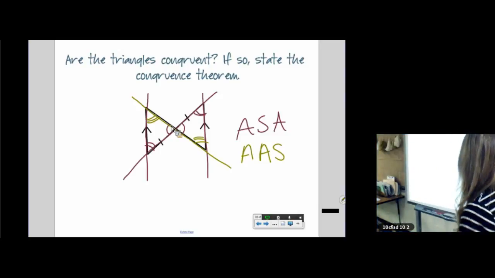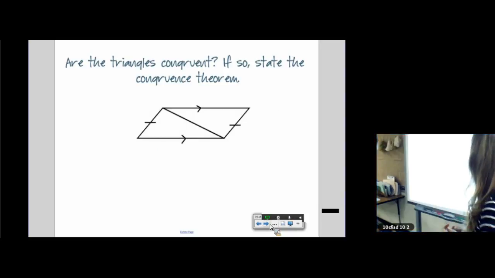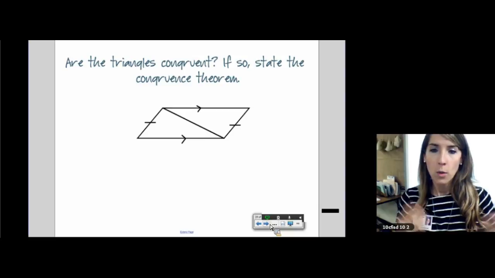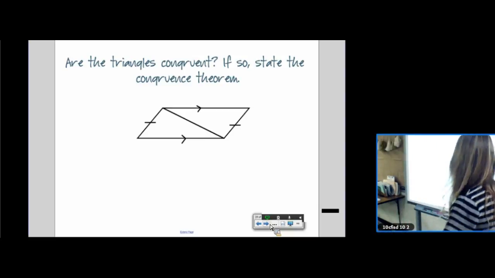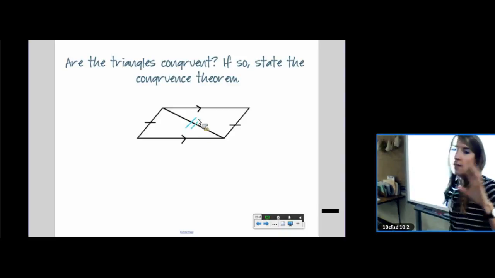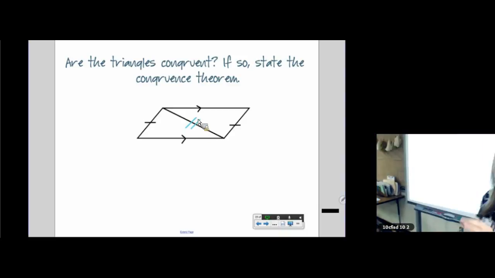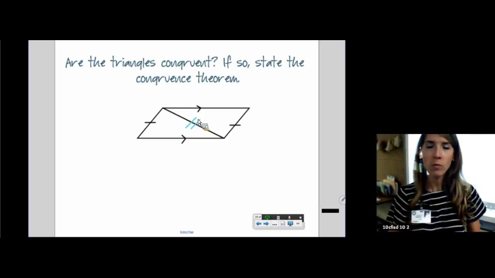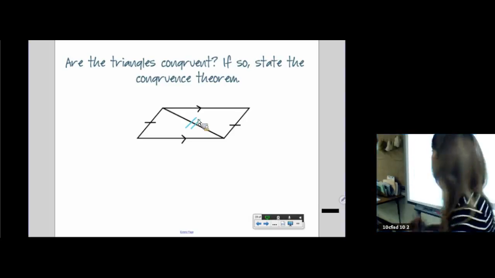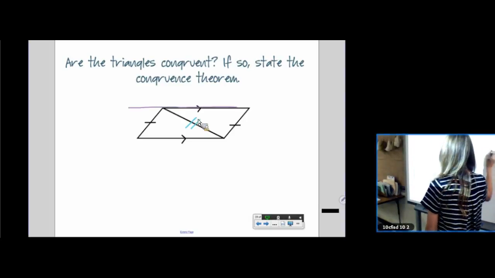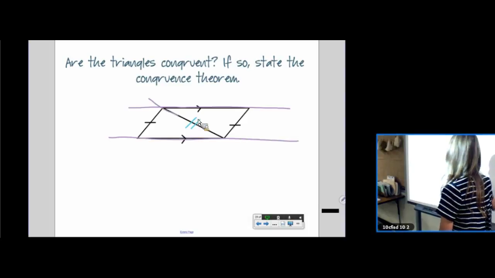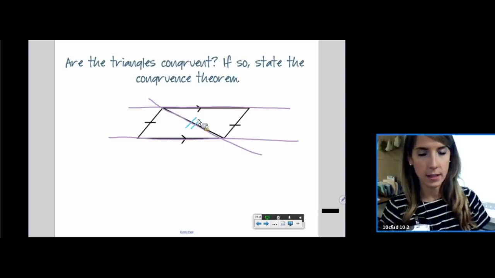Okay. Last example. I think there's already been some like this on the homework, but we've got our reflexive property of equality, the shared side that we're used to seeing. Here's what is very, very important. We have to choose the correct alternate interior angle. So these are my parallel lines, and I'm using this transversal, because those other transversals won't help us.